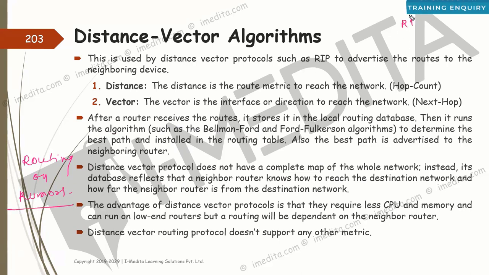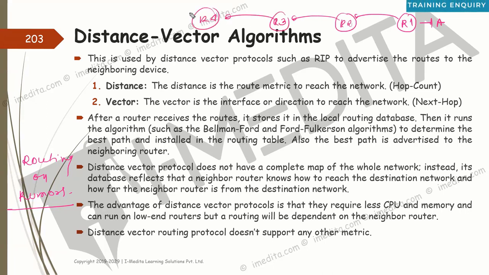So this is a router. Router 1 has this particular destination. Router 1 has advertised that destination information to router 2. Router 2 has advertised that information to router 3. Router 3 has advertised it to router 4. Router 4 has advertised it to router 5. Now router 5 cannot actually see that the destination A is connected at router number 1. All it sees is that if I have to go to destination A, I need to go to router number 4. So this is the only thing that router 5 sees.